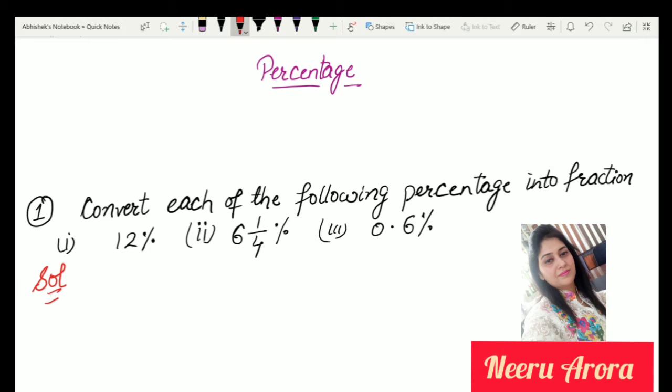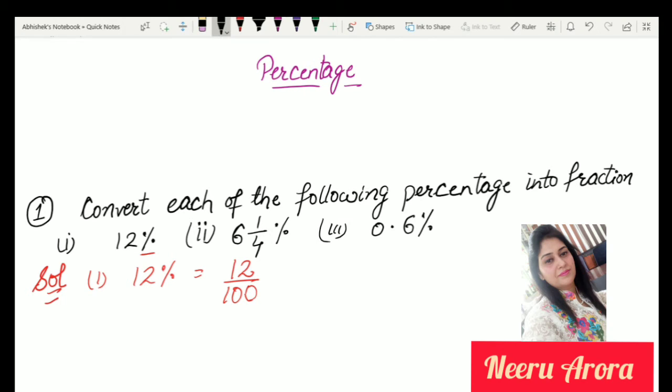Now to convert a percentage into a fraction, we have to replace the percent sign with 1 by 100, or you can say divide by 100. Remove the percentage sign and then divide the number by 100. First part is 12%. Now remove the percent sign and divide the given number by 100.